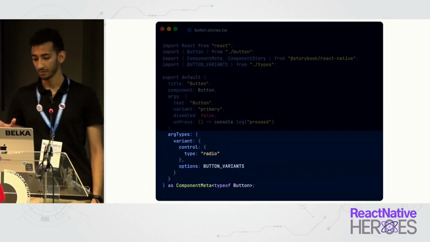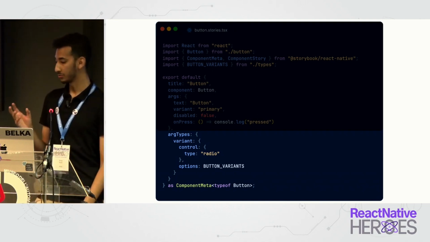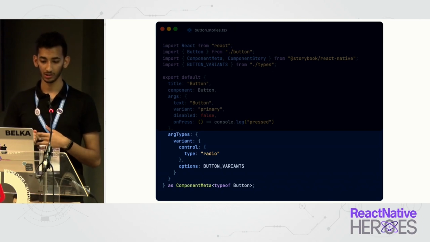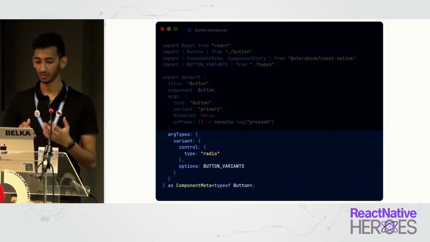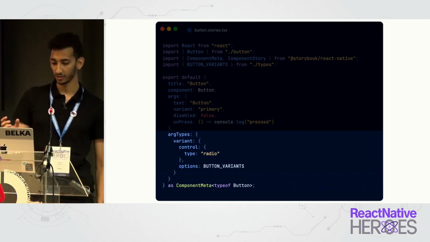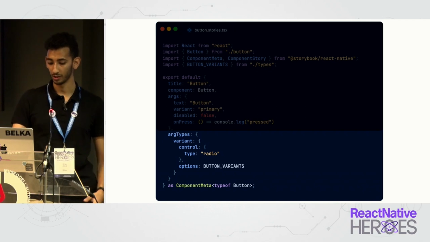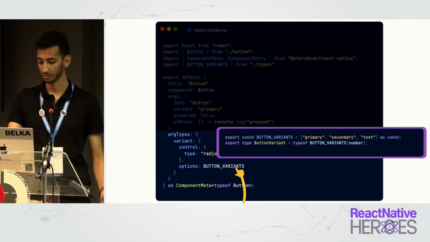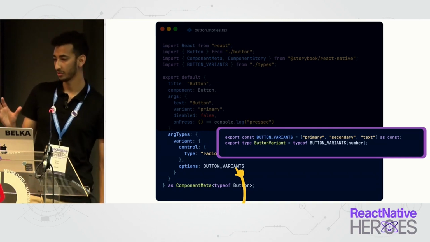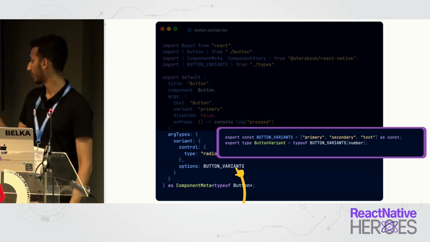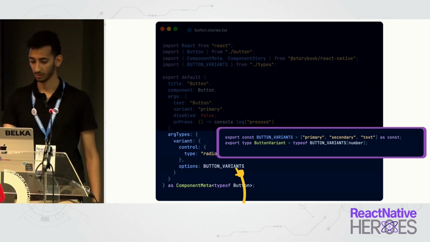This is not required, but argTypes is used to specify the type of an argument. In this way, we can add some constraints to the values that Storybook can take. So, for instance, the variant prop can be only primary, secondary, and text. And we can switch the variants just by using the radio control that we are setting up now.